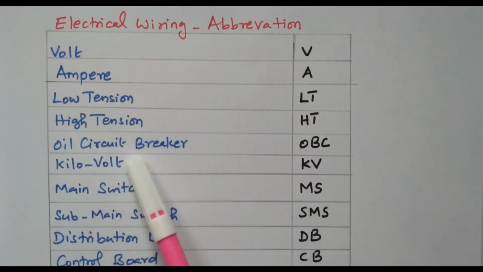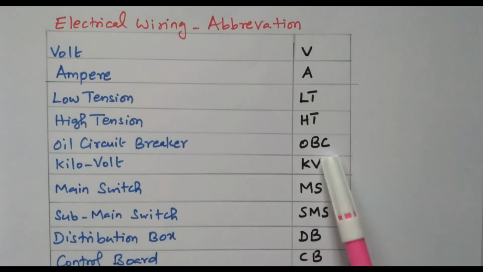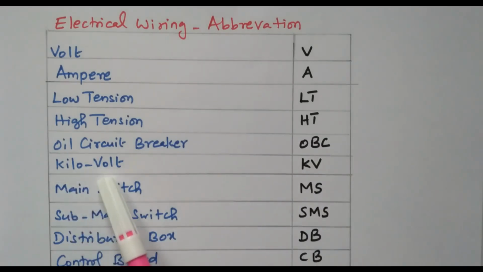Then oil circuit breaker is given as OCB. Kilovolt means kV. Then MS is nothing but a main switch. SMS means sub main switch. There is one main switch over which so many sub main switches are available. So MS refers to the main switch for the entire supply. SMS refers to the sub main switch for a particular section.